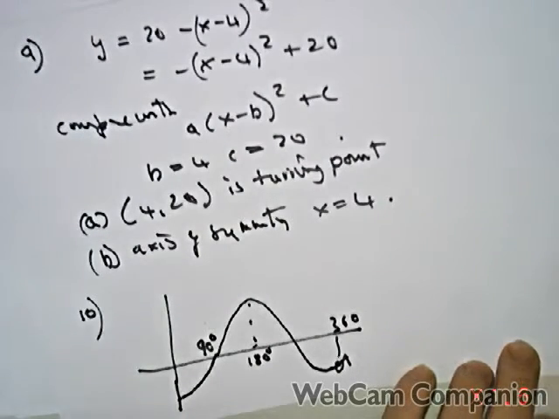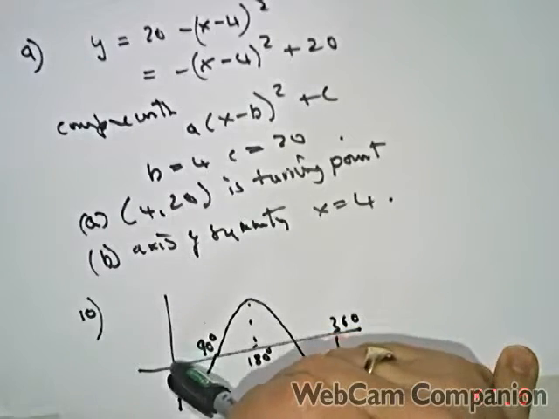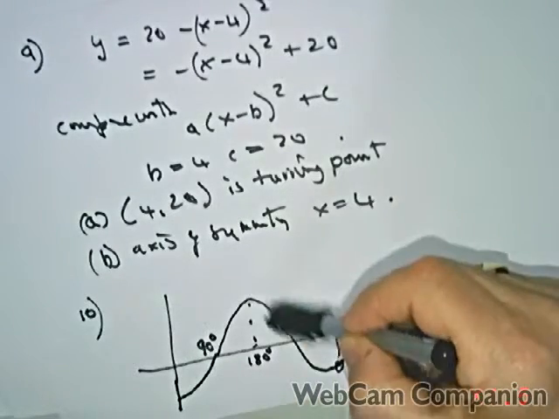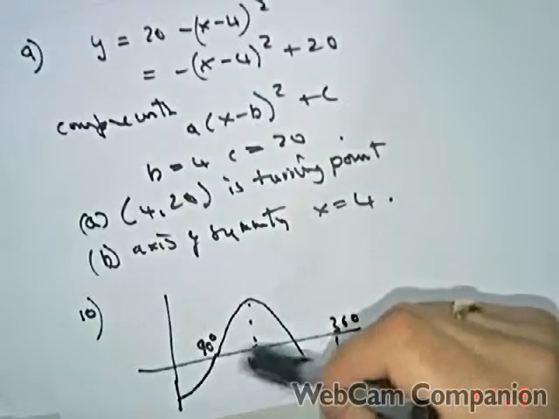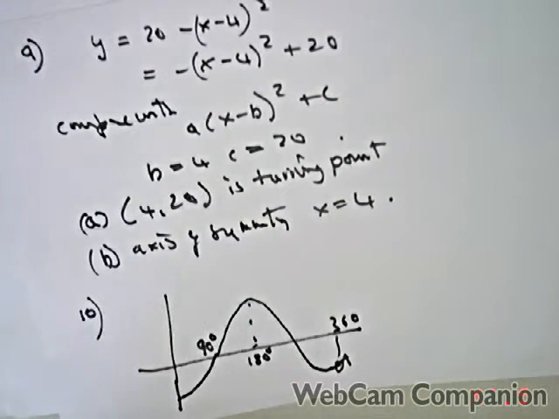Then the final one was a phase shift 90 degrees to the right for a sine wave. So we push it all along, and the maximum goes to 180, 360 here. So that was paper 1, which I hope you did okay at.